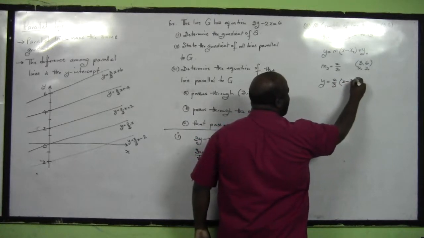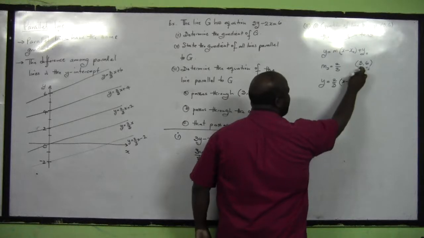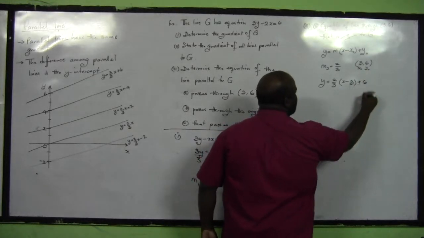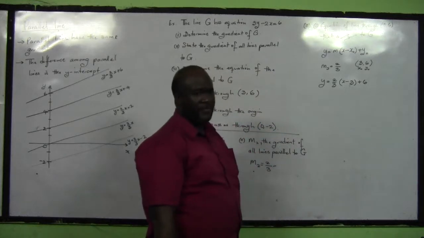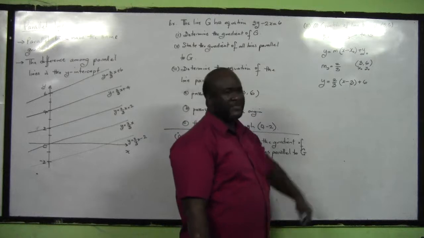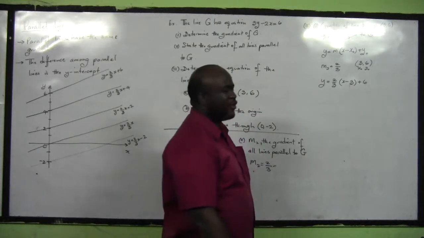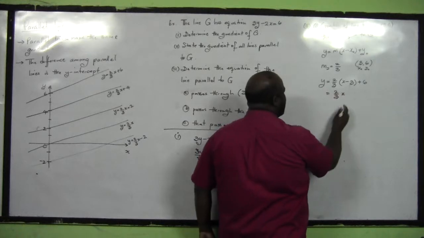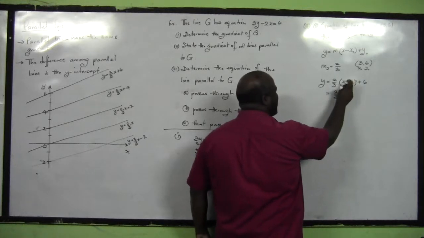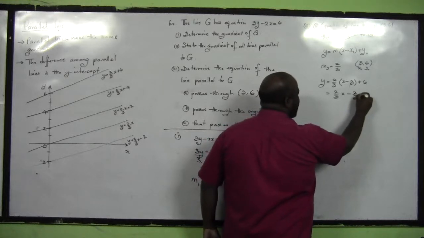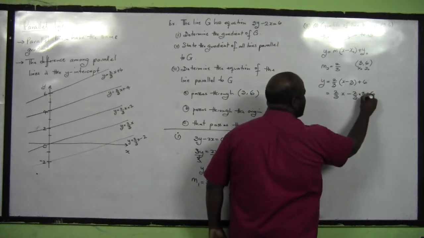x minus x naught. What is x naught? 3. Plus y naught. What is y naught? 6. Stay with me. All I need to do is simplify. I'm going to remove the bracket by applying the distributive law. This is 2/3x. A positive times a negative is a what? Negative. 2/3 times 3 plus 6.